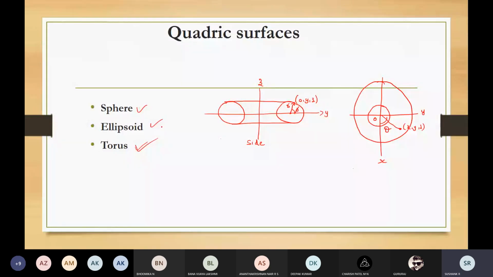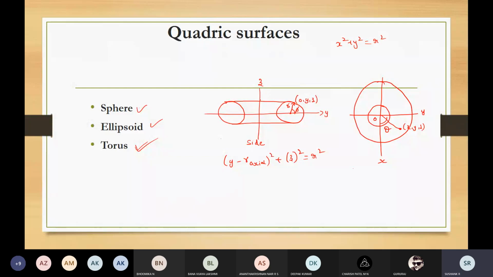For the side face view, the equation is y minus the radial axis, squared, plus z squared is equal to r squared. We know that x squared plus y squared is equal to r squared. It is the same equation getting modified.